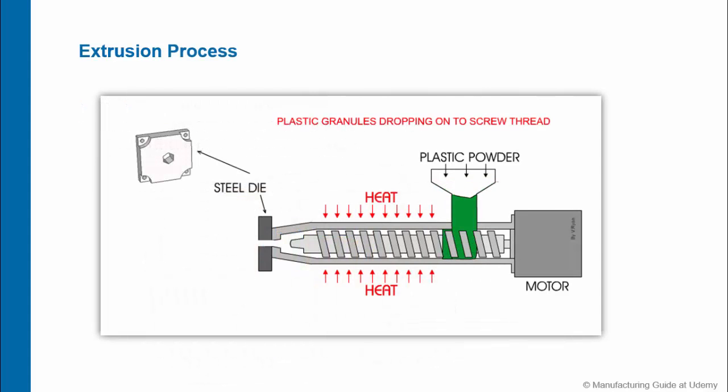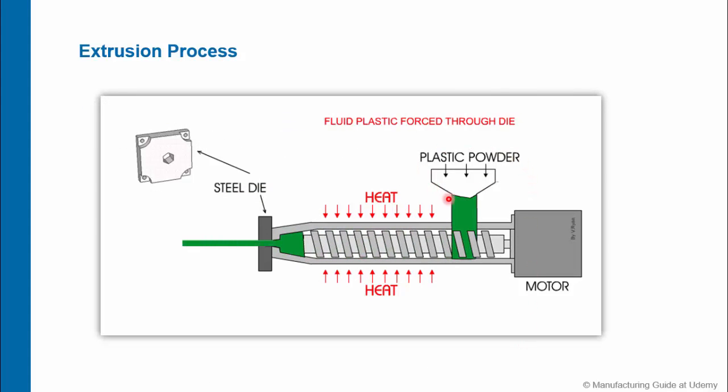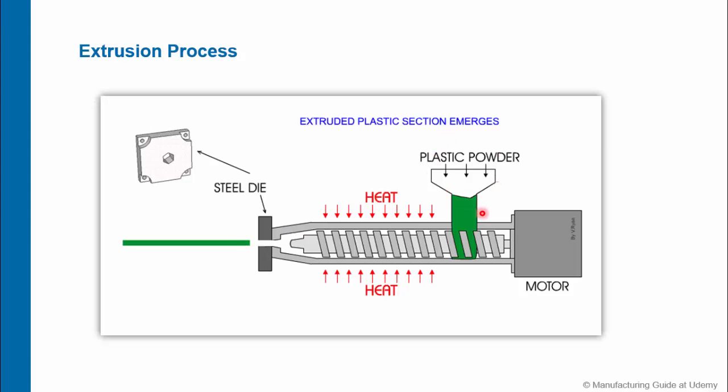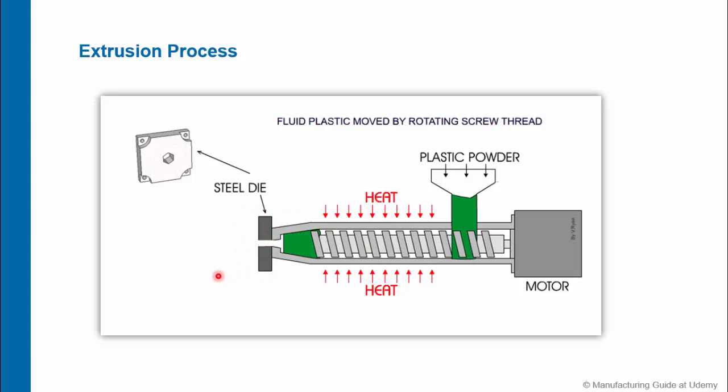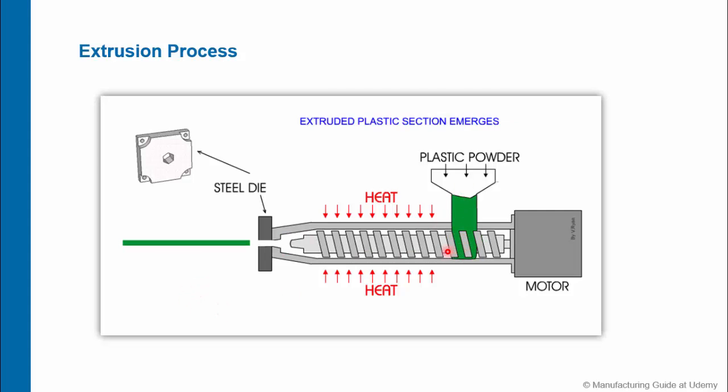Okay, so the extrusion process is quite straightforward. First, you have a plastic powder reservoir. Connected to it is a screw feeder. At the end of the screw feeder is a steel die with a specific cross-section. The process begins with the plastic powder being dumped into the screw feeder. Now, the screw feeder rotates and forces the plastic powder to move forward toward the die.